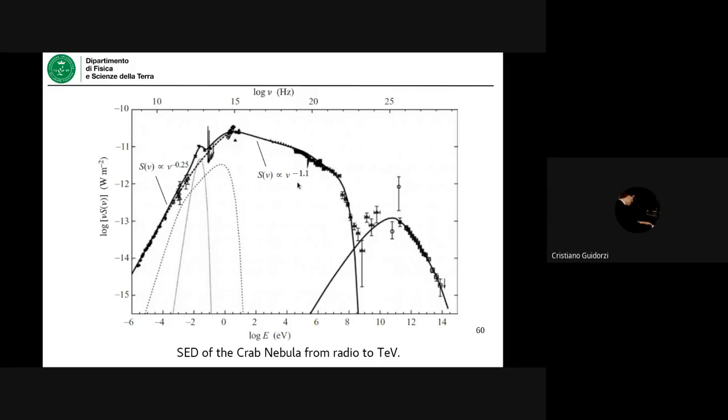The astrophysical object, as I said, is a relatively young object by astrophysical standards, which keeps accelerating particles to extremely high energies. And you will see why I say it keeps accelerating.